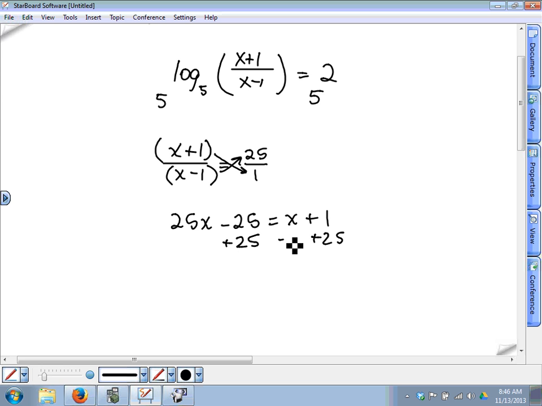Add 25, subtract x, 24x is equal to 26. What'd you do? Use values. Valery's theorem. Yes. Can we make that a thing? I'll make a poster. Did you discover it?